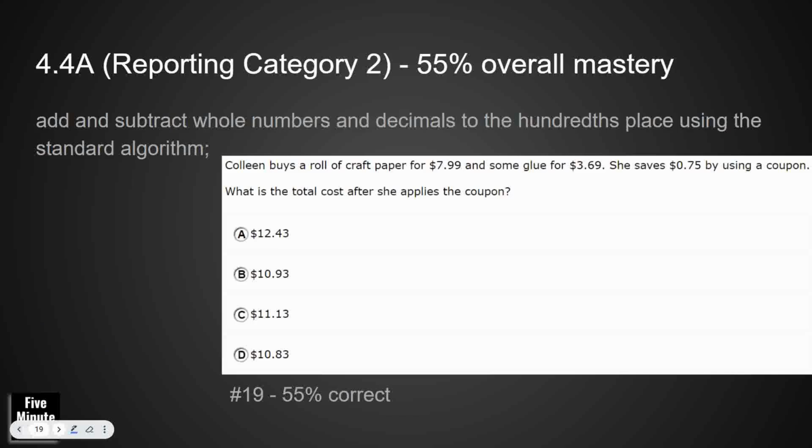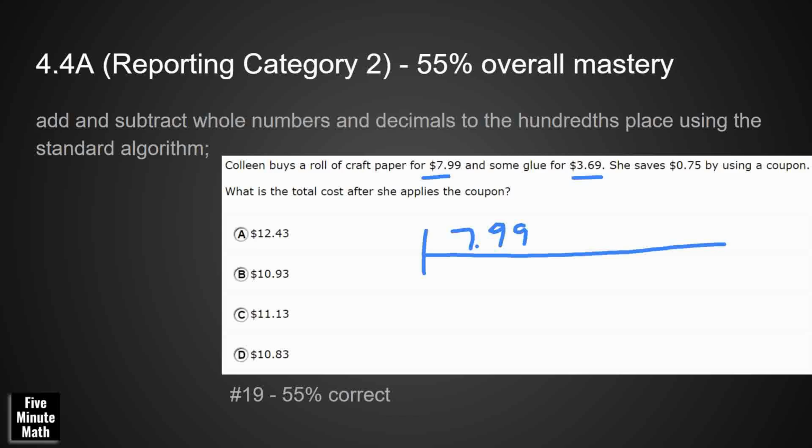So for 4.4a, we are looking at reporting category 2, 55% overall mastery. We just have to add and subtract whole numbers and decimals using the standard algorithm, but we have to figure out what exactly we're doing. So we're buying a roll of craft paper for $7.99. Okay, so I'm just going to put this together here. And then I've got some glue for $3.69. Okay, so I'm just going to add these two here.